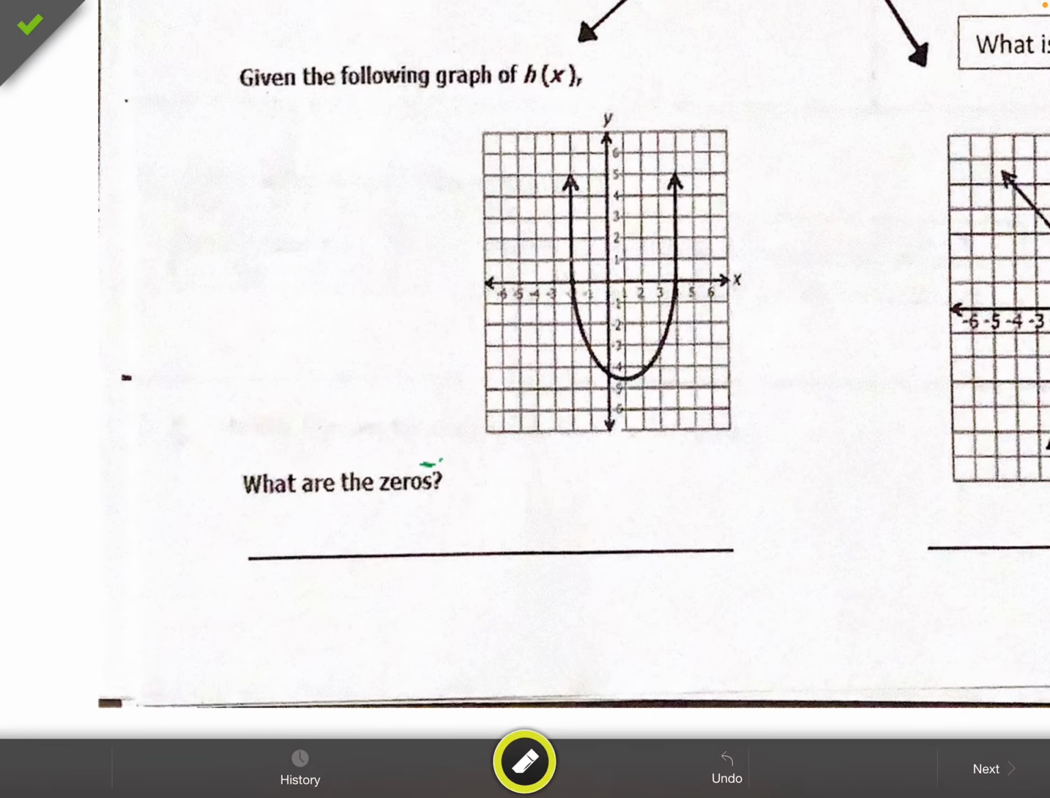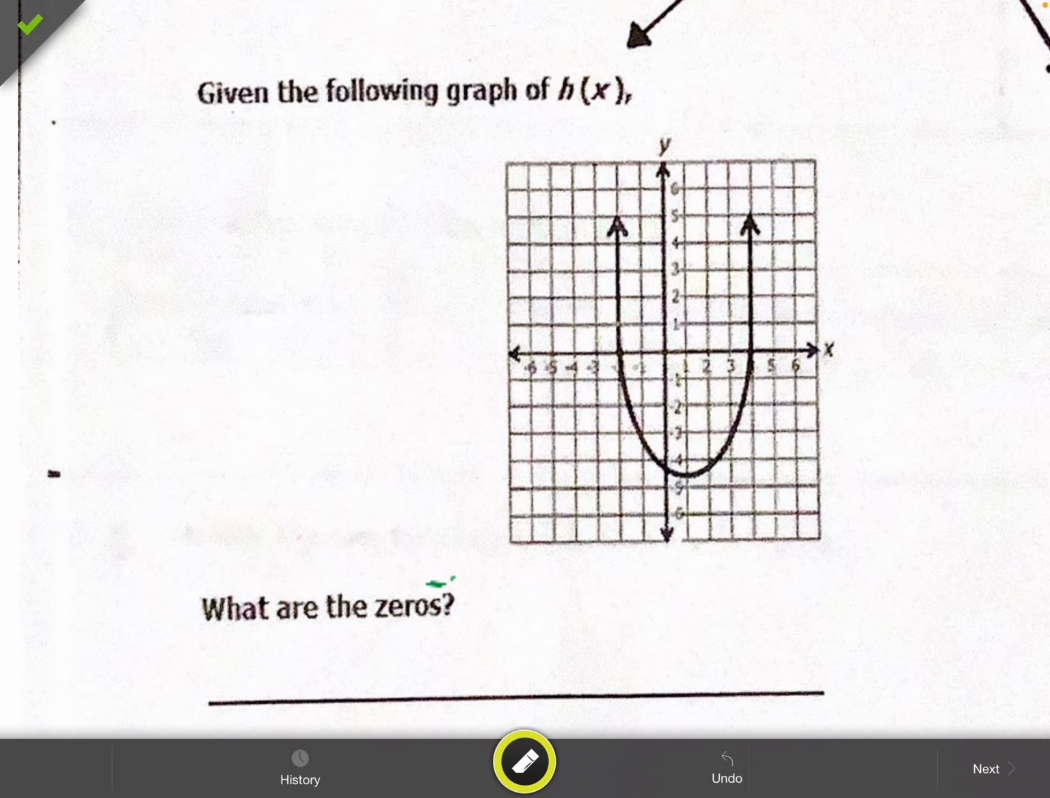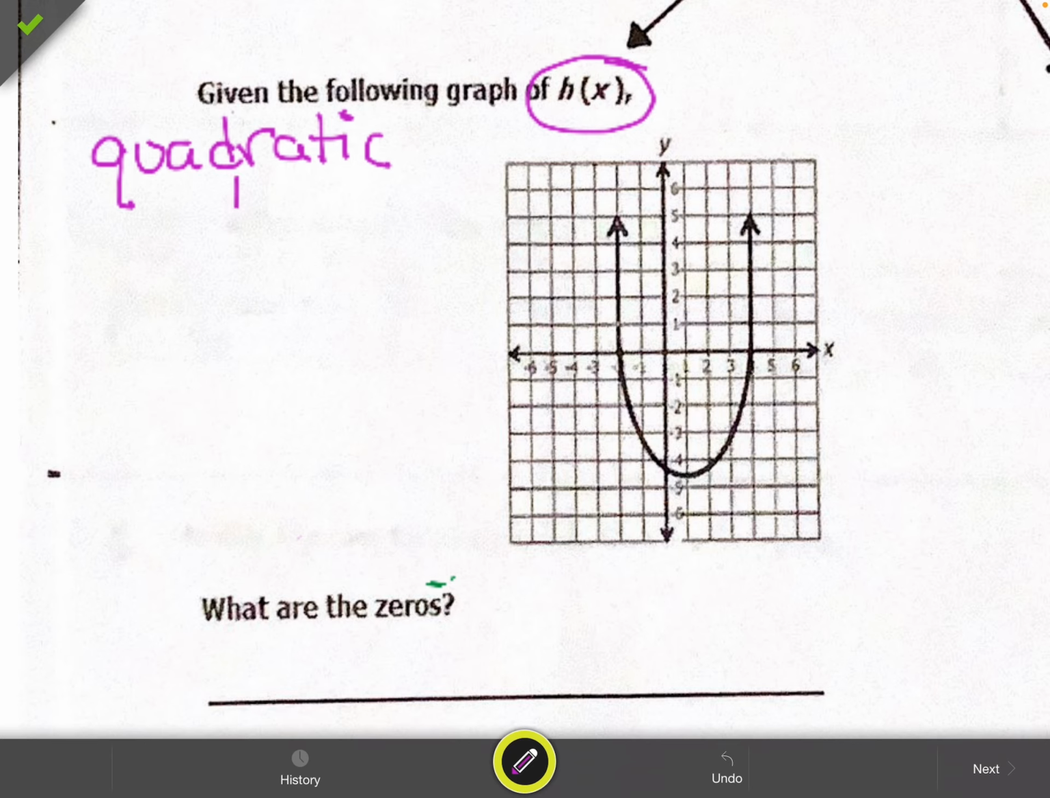All right, so let's look at the graph on the left. Given the following graph of h of x, again, do not let the terminology throw you off. Remember, this just represents function notation. That just tells you that for every x, there is a very specific, only one y value to make it a function. Don't let that throw you off. As soon as you see the U shape, you should know that you're dealing with a quadratic. Okay, it's a quadratic equation, which means within the equation part, you will find an x to the second power.